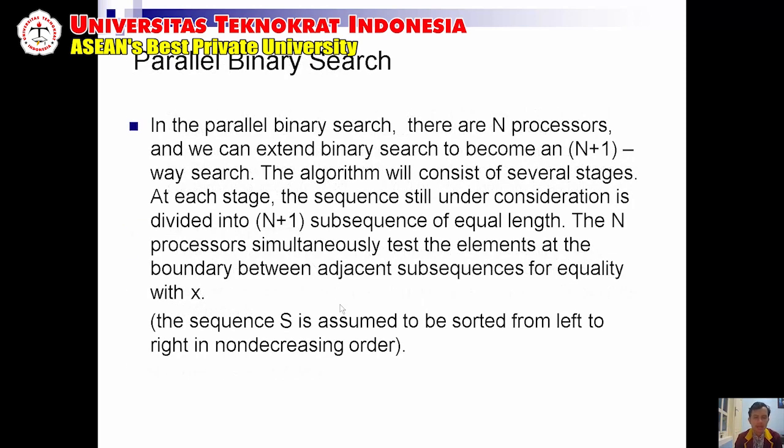Parallel binary search. In parallel binary search, there are n processors and we can extend binary search to become an n plus 1 way search. The algorithm consists of several stages. At each stage, the sequence still under consideration is divided into n plus 1 subsequences of equal length. The n processors simultaneously test the elements at the boundaries between subsequences for equality with x. The sequence is assumed to be sorted from left to right in non-decreasing order.